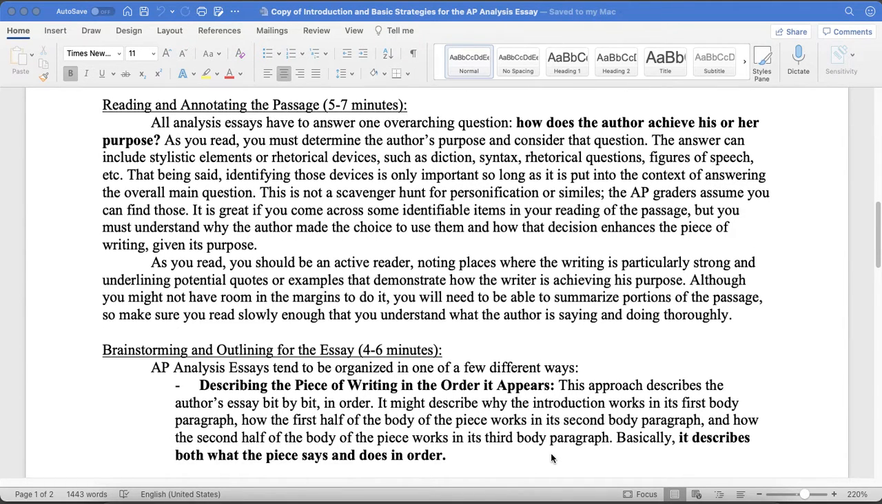As you read the passage, you need to be noting the kinds of things that you might want to talk about. What are specific moves the author is making that are of interest, of note? Where are the transitions? Where are there places where there's particularly illustrative examples? Yes, you are going to identify figures of speech during this so that you might talk about them.